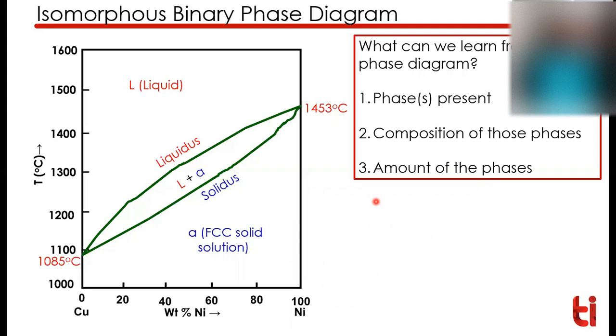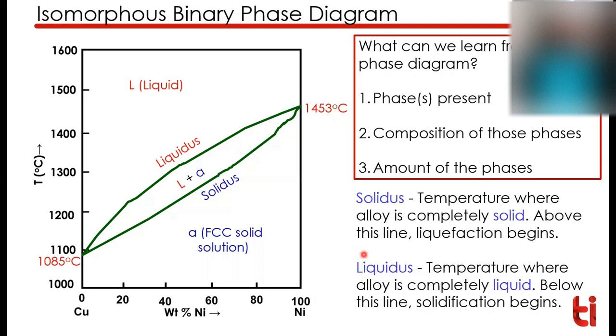So now the question comes, what information do we learn from this phase diagram? The first thing is I learn how many phases are present, what is their composition, and what is their amount, the phase fraction. We'll see one by one. So the solidus and liquidus I have already mentioned. Above the liquidus, your alloy is completely liquid. Below the solidus, the alloy is completely solid.